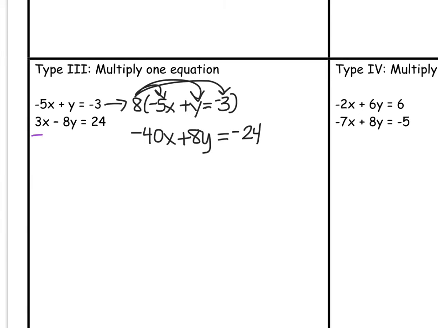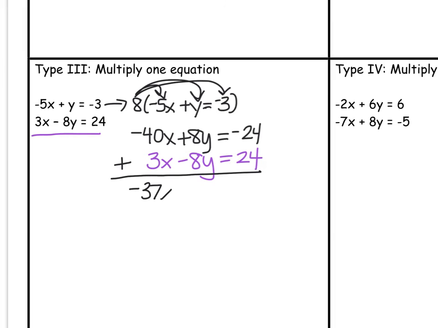So now if we take this equation and write it under here, which is 3x minus 8y equals 24. Now if we look at the coefficients of y, we can go back up to step 1 and step 2, or part 1 and part 2, and if I add these two equations, this will get eliminated. So that's what we're going to do. We're going to add these two together. Negative 40x and 3x equals negative 37x.